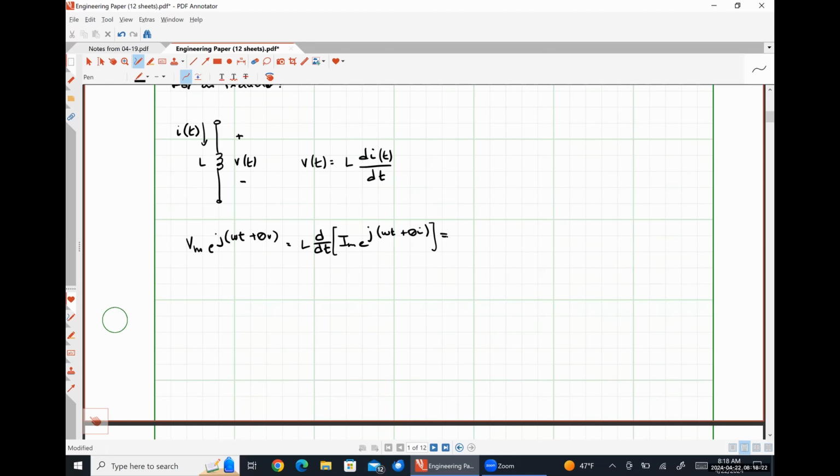And so that winds up giving me j omega L Im e to the j omega t plus theta I. So taking a derivative in the time domain is effectively just multiplying by j omega in the frequency domain. Okay.